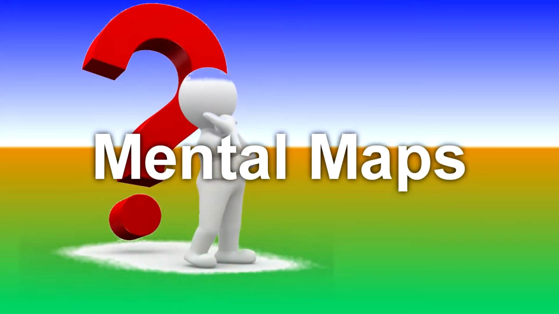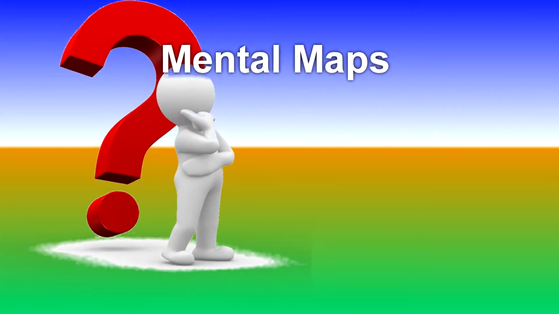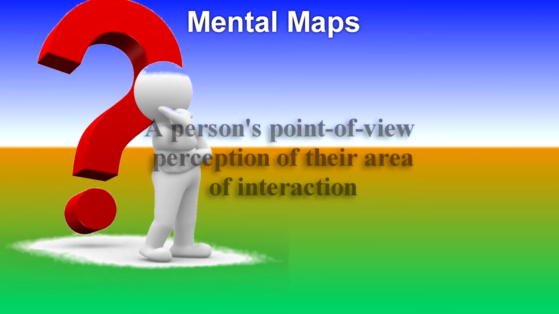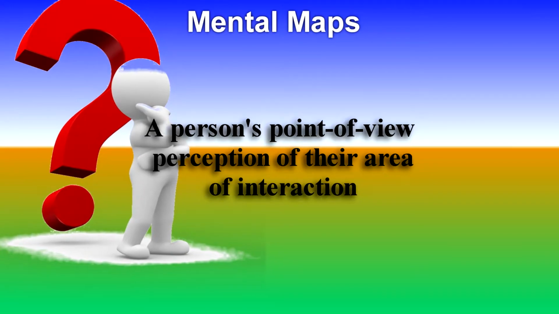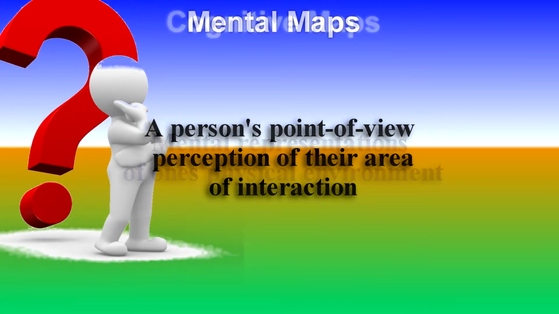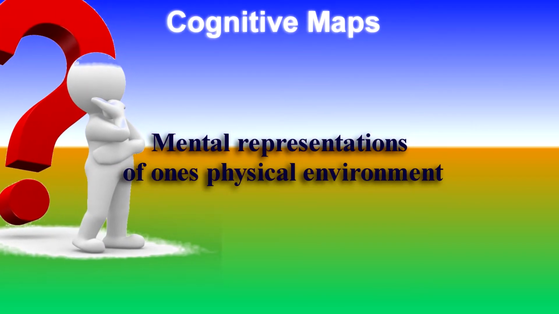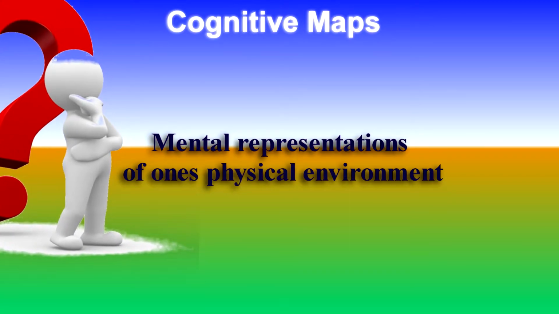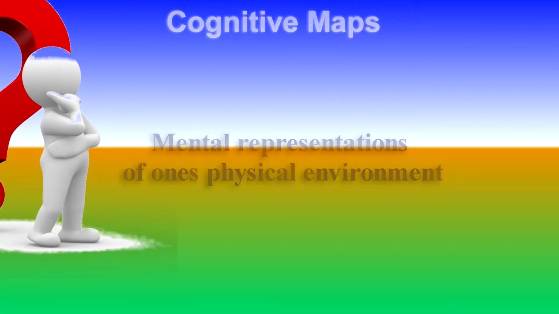So today we're going to be talking about mental maps. Now you may be asking, what is a mental map? Well, a mental map is a person's point of view perception of their area of interaction. Or in psychology, they are also known as cognitive maps, which are mental representations of one's physical environment.